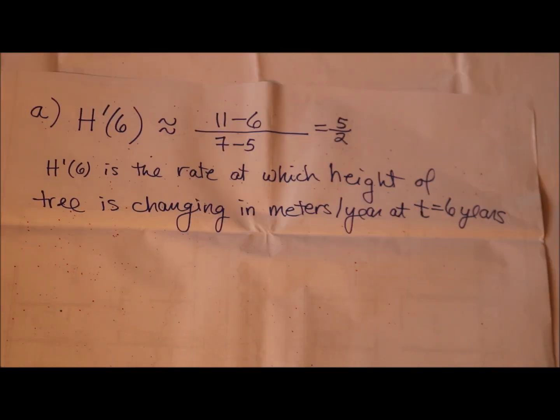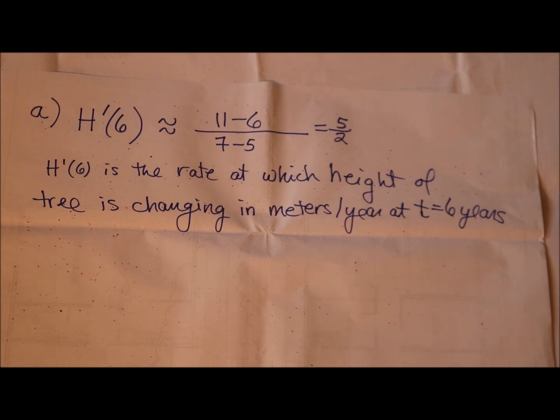A is asking for an estimate of h prime of 6. Well, an estimate of a derivative is an average rate of change, or slope, change of y over the change of x. Since we're looking for an estimate when time is 6, the best estimate is to look on the interval from 5 years to 7 years. So I just did the change in the height, 11 minus 6, over the change in time, 7 minus 5, and that gave me 5 over 2.